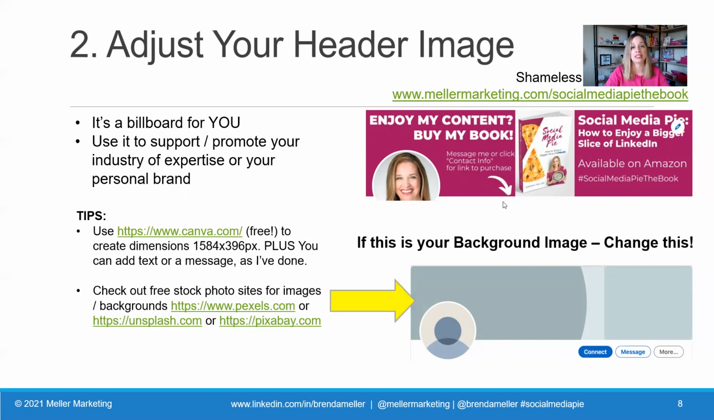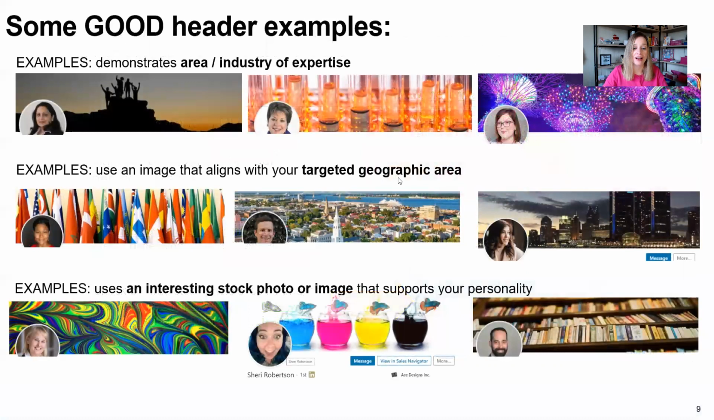Make sure that you're using that space behind you to reinforce what it is that you're looking for and the area of expertise that you could offer to a company. All right, moving along, here's a couple of quick header examples. The top 3 show area or industry of expertise. If you're a leader, you might like that mountain with people at the top of it. And if you work in the chemicals industry, you can use something like what the woman in the middle does.